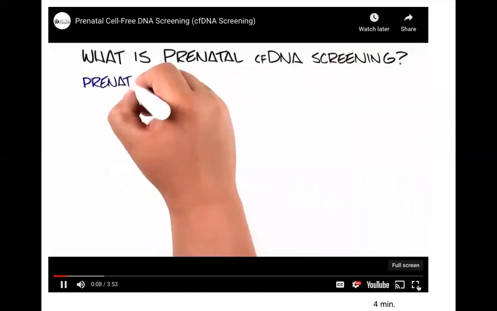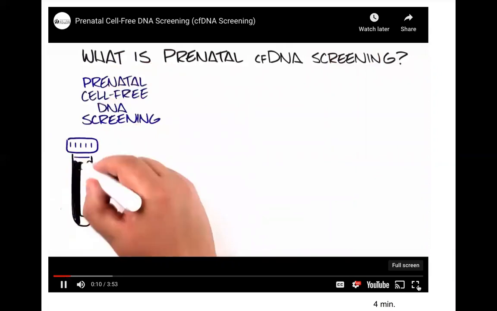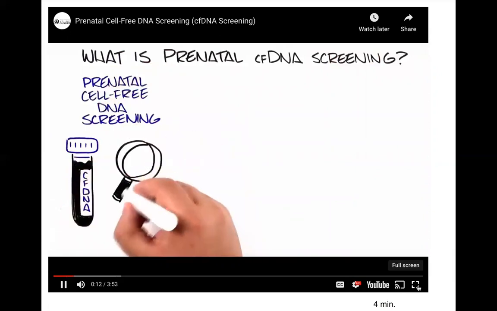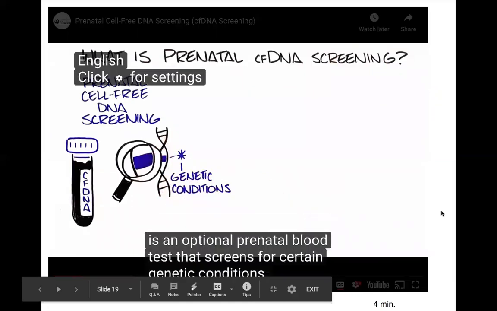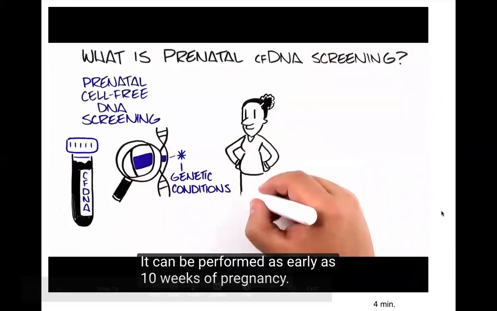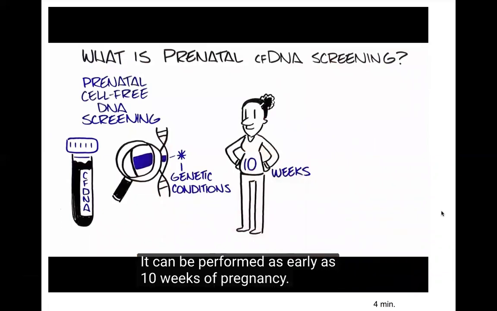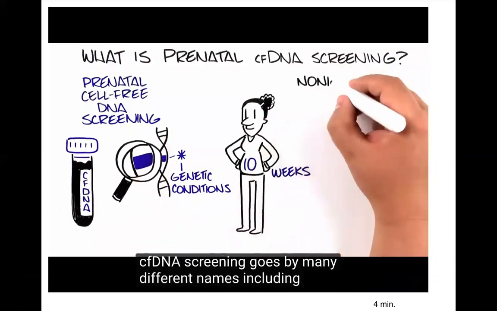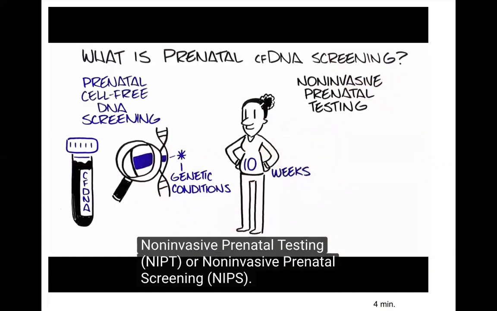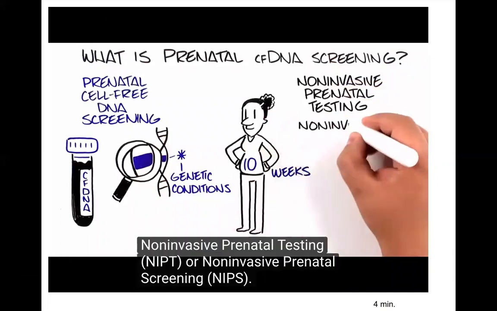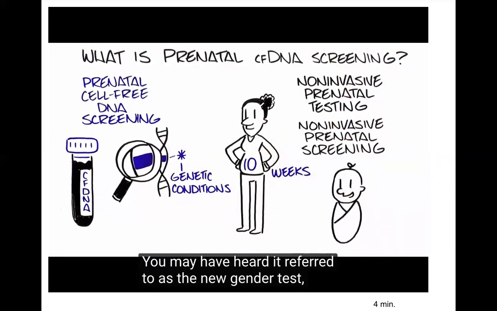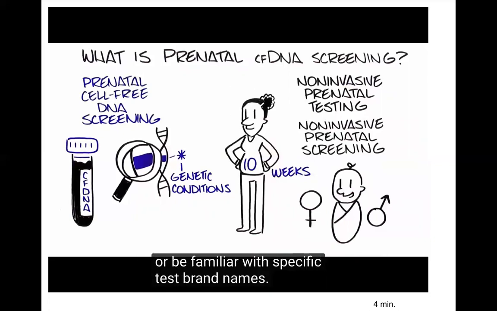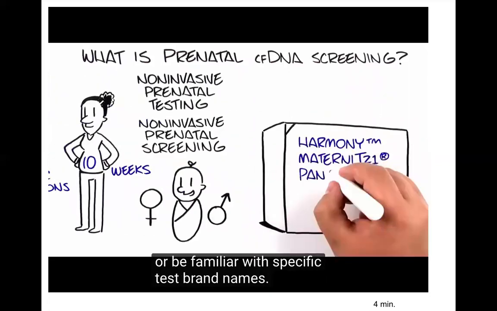Prenatal cell-free DNA screening, also known as cfDNA screening, is an optional prenatal blood test that screens for certain genetic conditions. It can be performed as early as 10 weeks of pregnancy. cfDNA screening goes by many different names, including non-invasive prenatal testing, NIPT, or non-invasive prenatal screening, NIPS. You may have heard it referred to as the new gender test, or be familiar with specific test brand names.